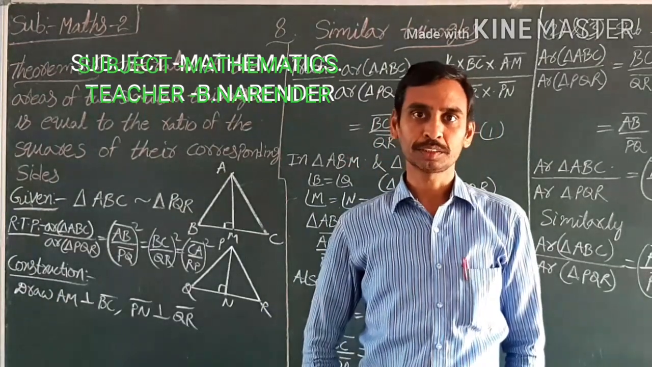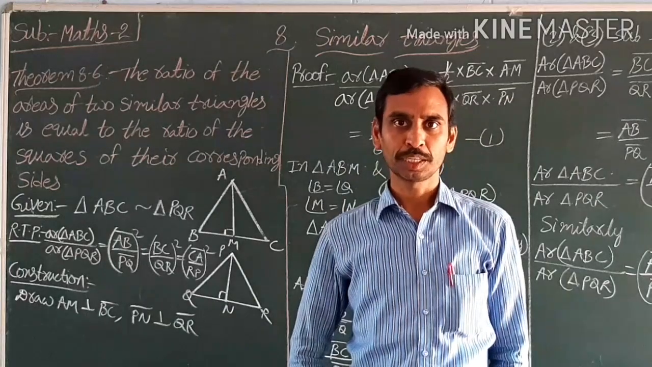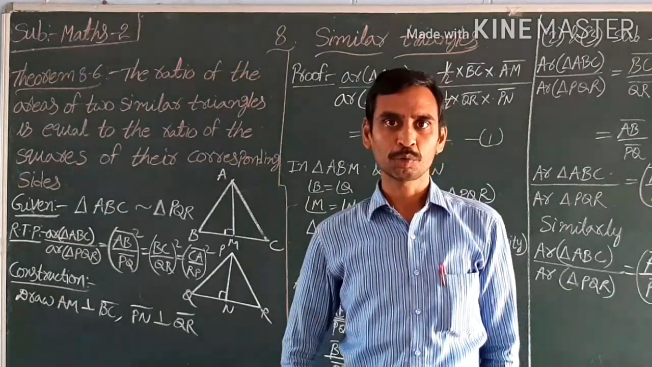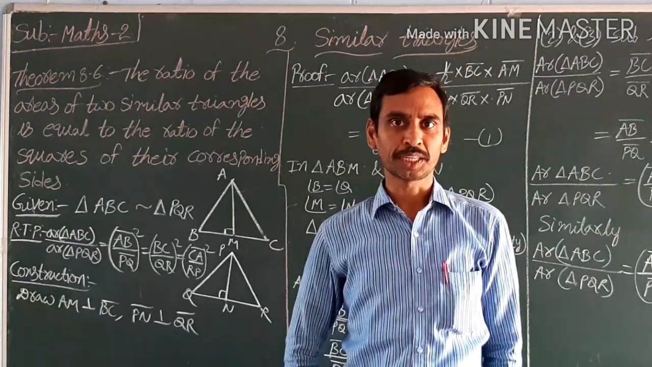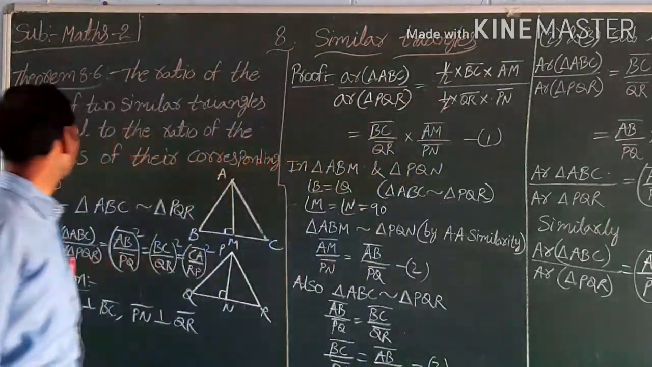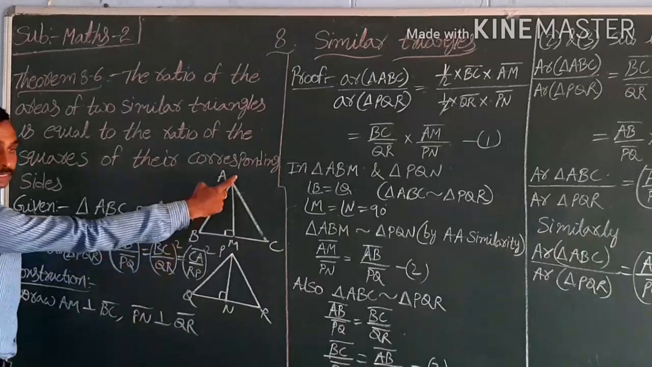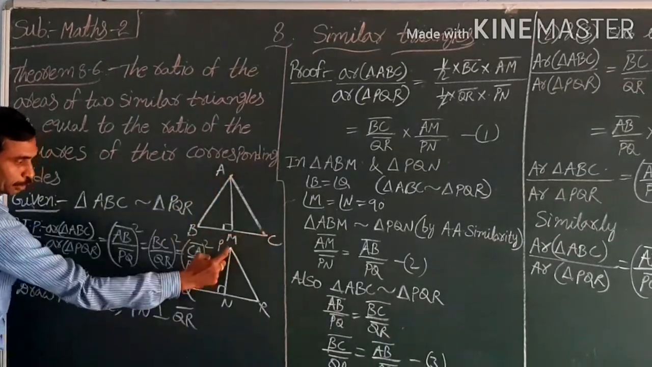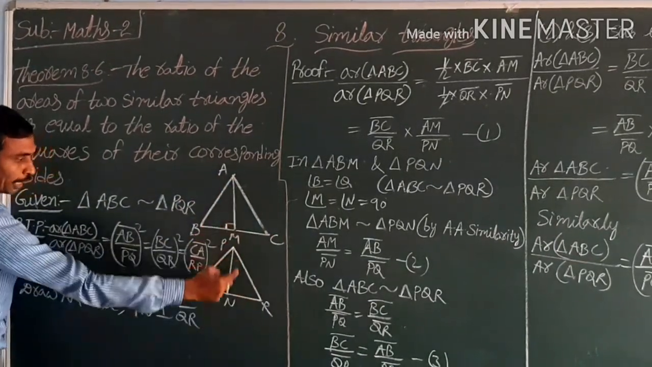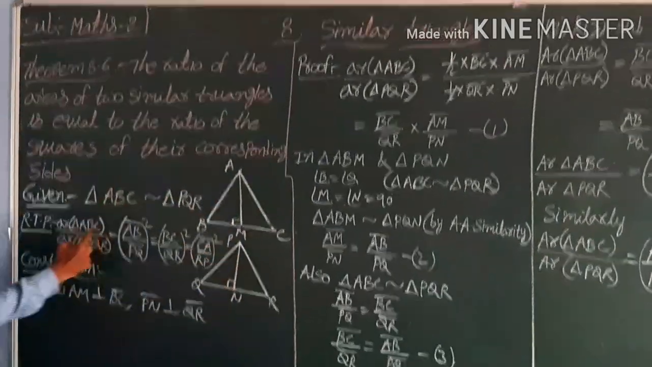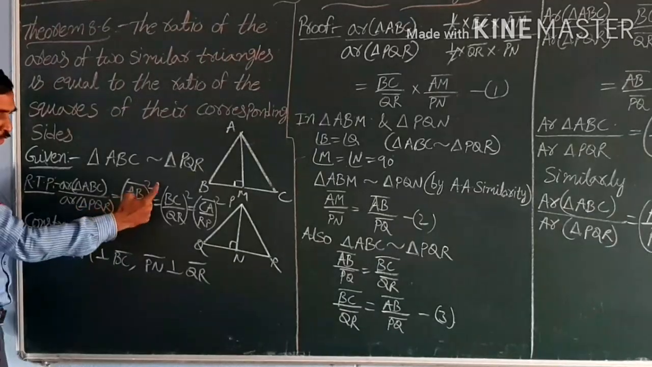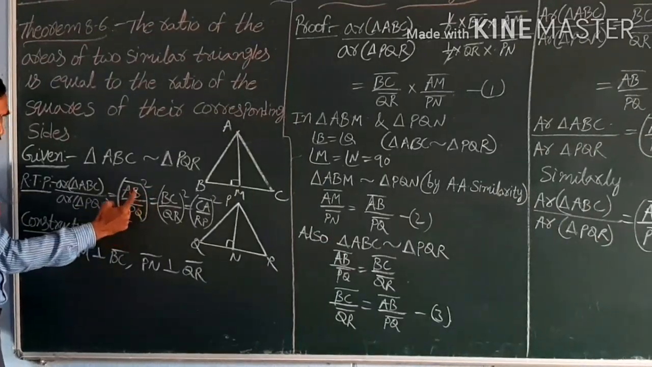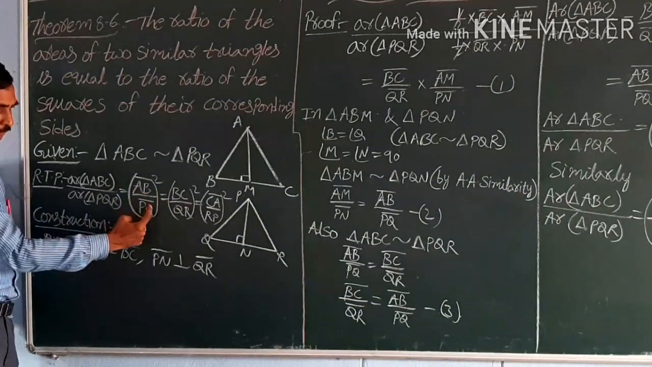Already we discussed similar triangles in the previous two periods. Now today we are discussing similar triangles, Theorem 8.6. In Theorem 8.6, two triangles, triangle ABC similar to triangle PQR. If two triangles are similar, then the ratio of their areas is equal to the square of the ratio of their corresponding sides.